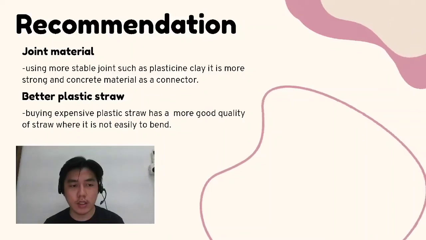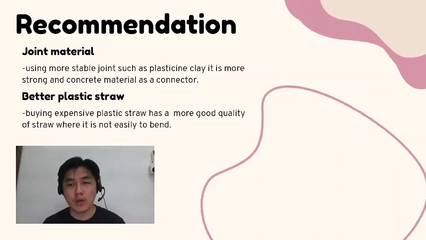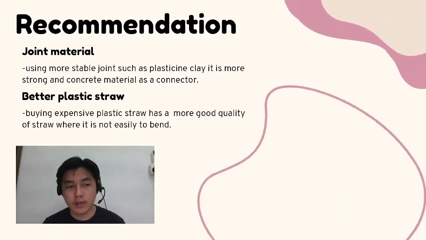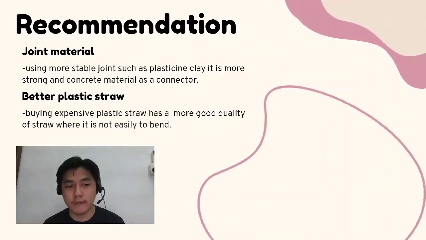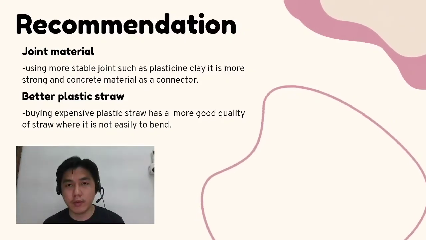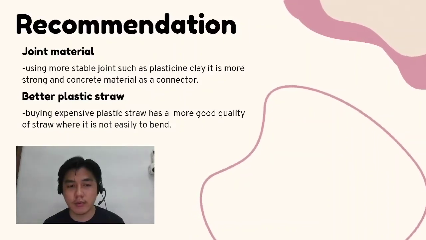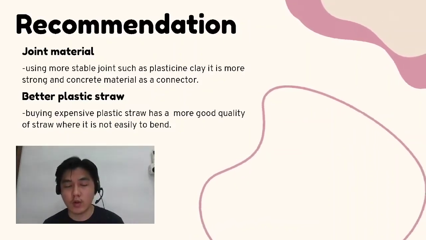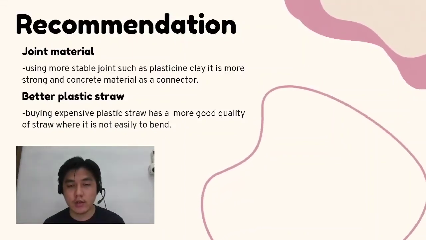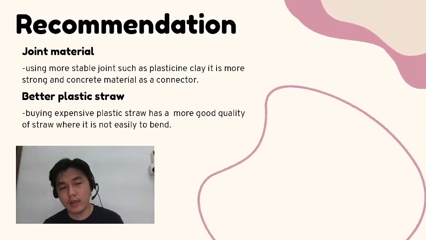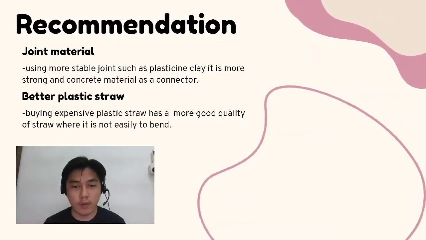And last but not least, the improvement that we are going to talk about is that we use a better plastic straw. Our plastic straw was too cheap and easy to deform. Our suggestion is to buy expensive plastic straws, because they have better quality than cheap ones, because they do not bend easily and it is guaranteed. It has a strong plastic. Okay, that's all from our group.